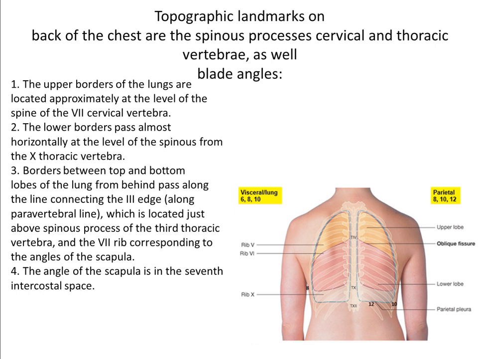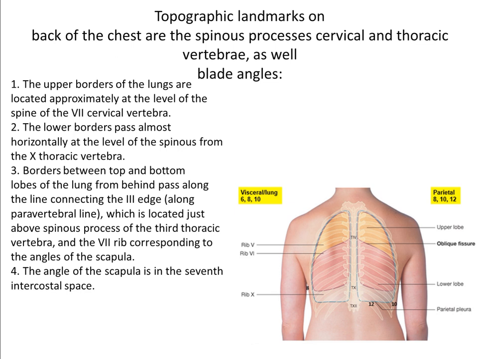Topographic landmarks on the back of the chest are the spinous processes of the cervical and thoracic vertebrae, as well as the scapular angles. The upper borders of the lungs are located approximately at the level of the spine of the 7th cervical vertebra. The lower borders pass almost horizontally at the level of the spinous process of the 10th thoracic vertebra.